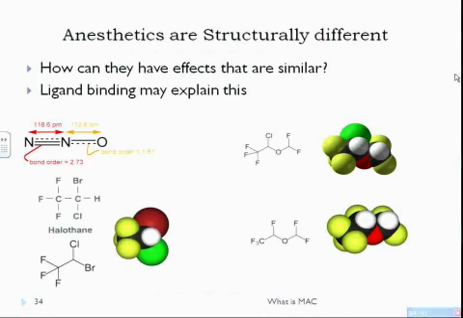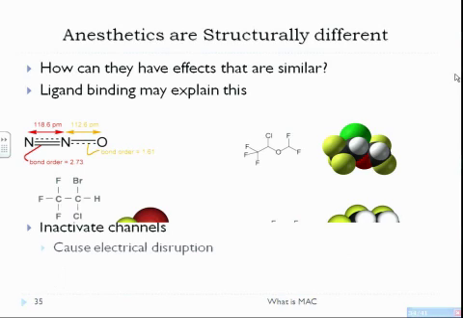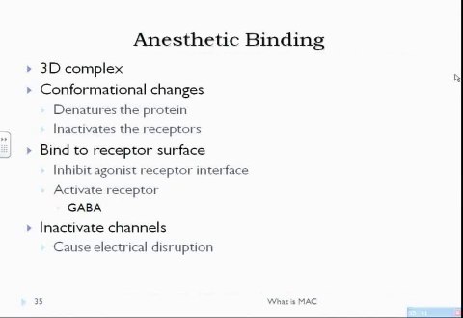Nitrous oxide, which is a very, very small molecule, the active site most likely is a nitrogen component binding onto whatever it's binding to. If we can actually figure out what it is binding to, then you've basically got a unified theory for anesthesia. The anesthetic binding most likely is a 3D complex. It does most likely cause conformational changes on the protein, which denatures them and activates the receptors.